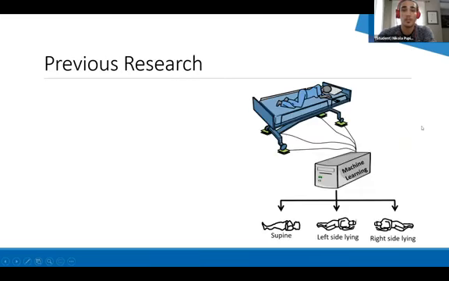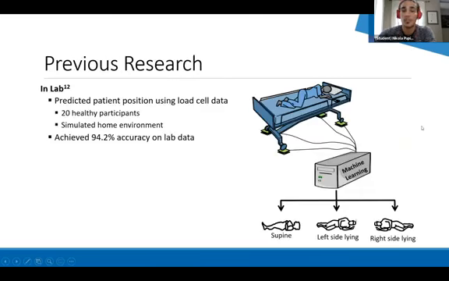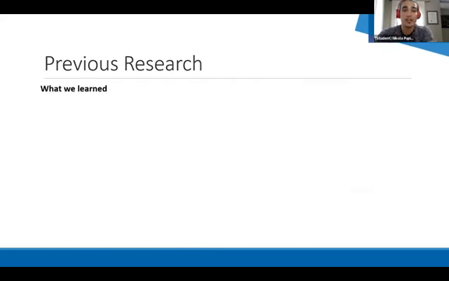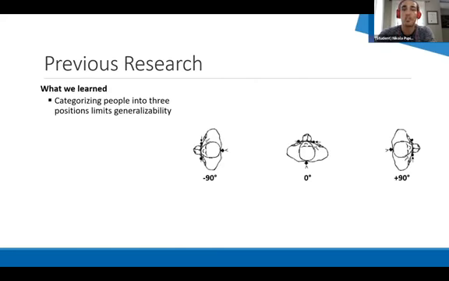So previously, we developed a machine learning classifier to predict participant position as supine, left side, or right side lying based on data from 20 healthy participants in a simulated home environment. We found that a feed-forward neural network model with 30% incremental learning performed best with an accuracy of 94.2%. However, the accuracy dropped to 70% when the model was tested on real-world data. So we realized that categorizing participants into 3 positions was limiting the generalizability of our model.